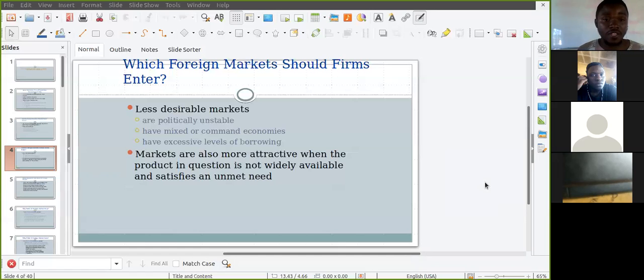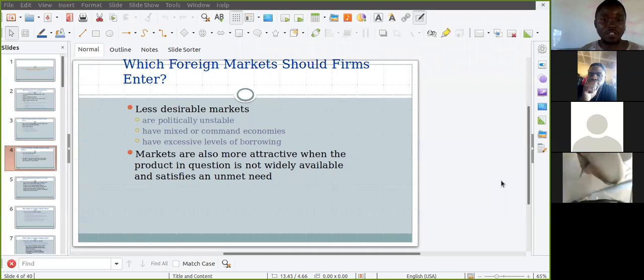Then point number 3, have excessive levels of borrowing. We see if at all an economy is not doing well when we look at the levels of its borrowing. For an economy that's doing well, it has less borrowing and has higher levels of investing.